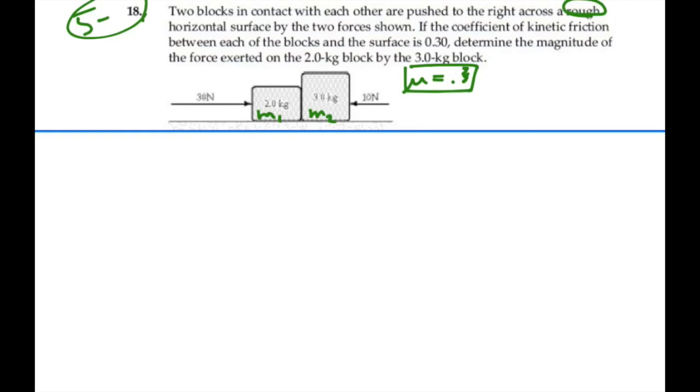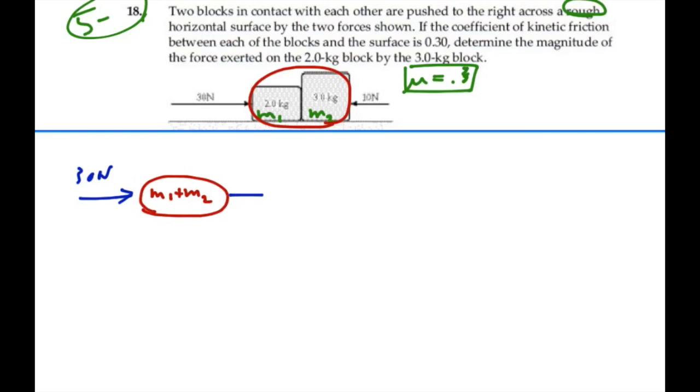So one of the first things we want to do for any of these kinds of problems is a free body diagram. And let's do a free body diagram of the whole system, M1 plus M2. The reason I want to do this is that the internal force between the two blocks is just that, internal to the system, and is no longer an external force to worry about. So we have a 30 Newton force on the left, and we have a 10 Newton force on the right.